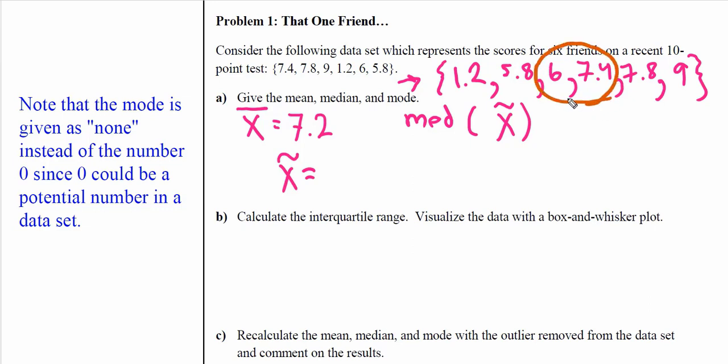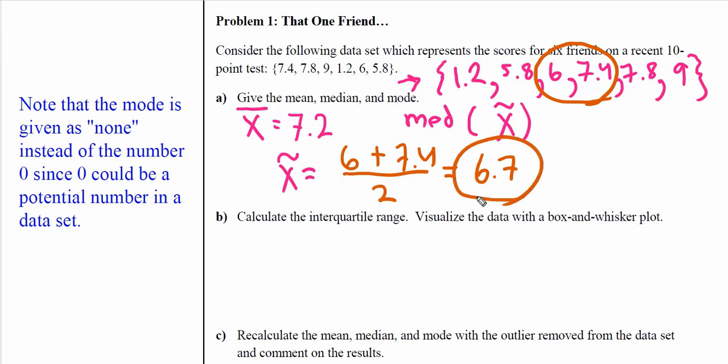I would suggest not guessing or inferring. You can use mathematics to actually find this out. We would take the two middle numbers, find their sum, and then divide it by 2. In this case, it ends up being 6.7. Make sure that whatever number you get for the median fits snugly in between this data set. And in this case, it definitely does.